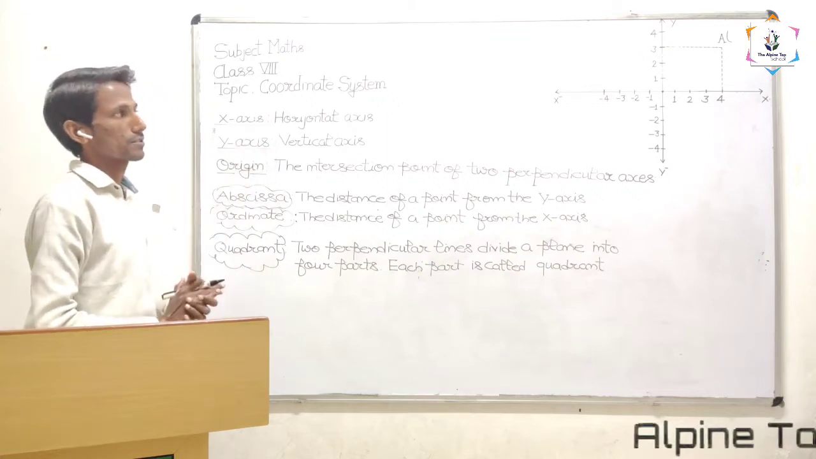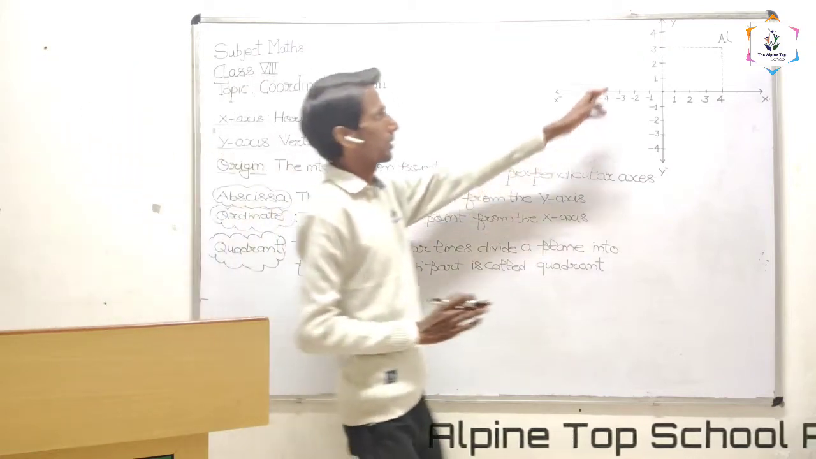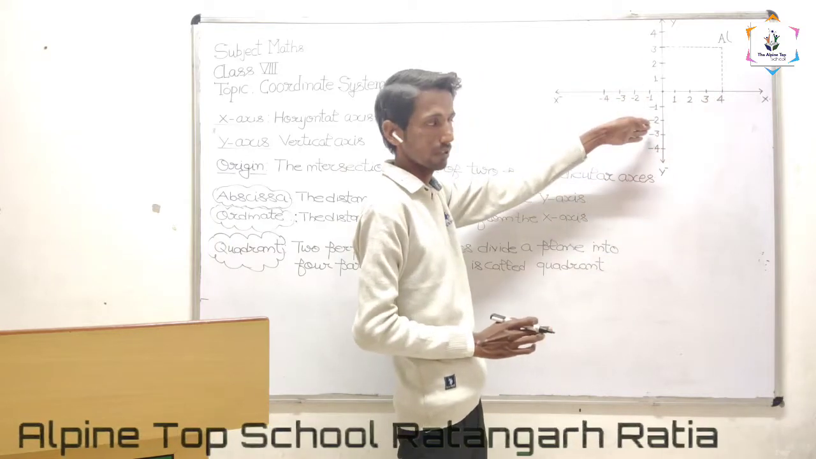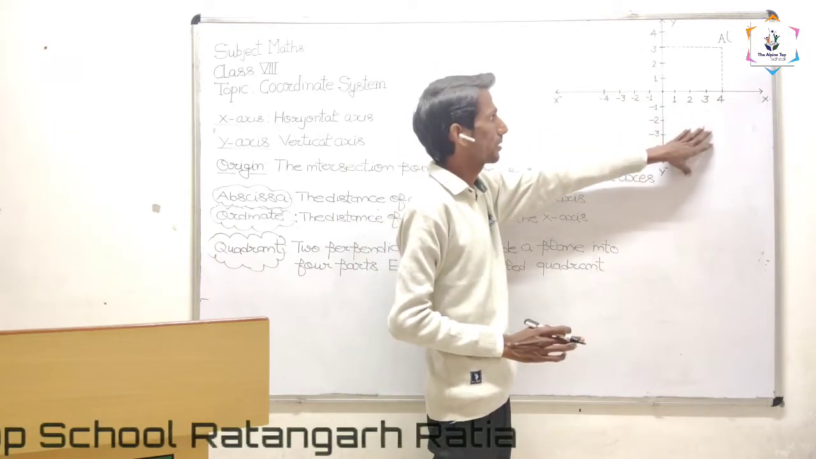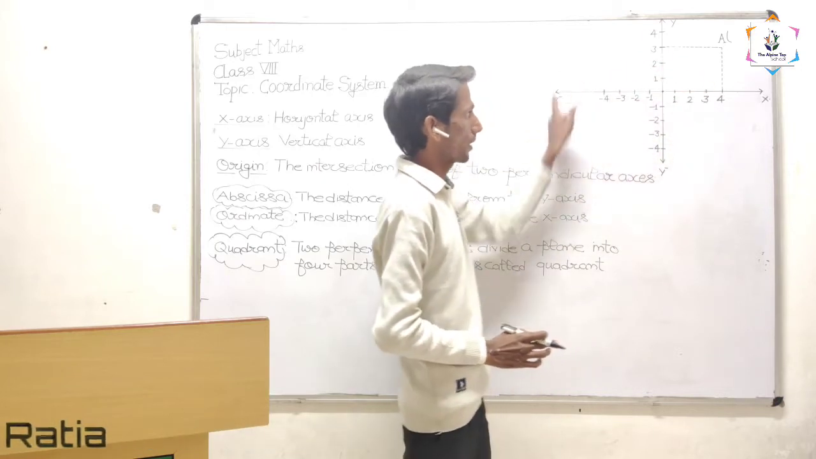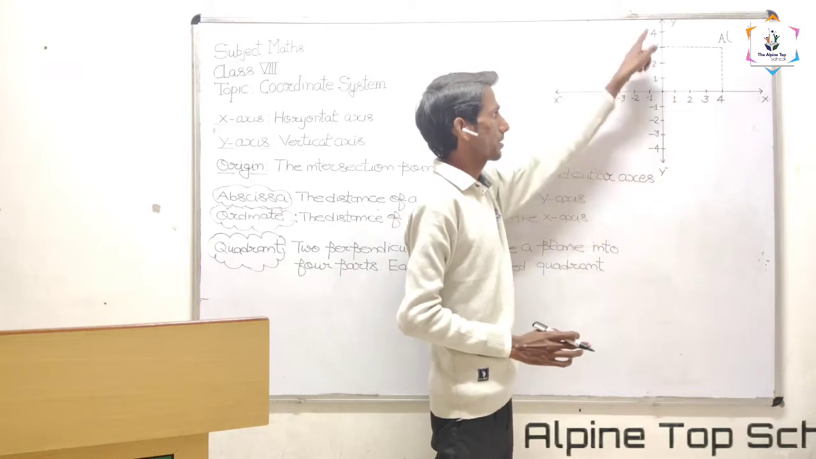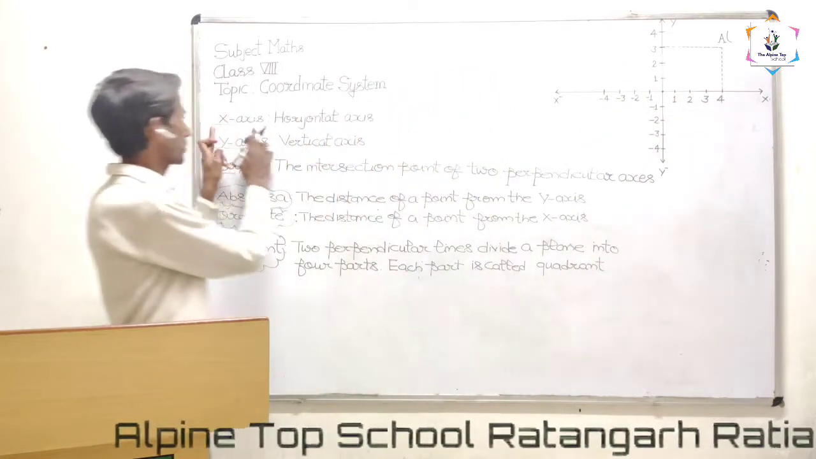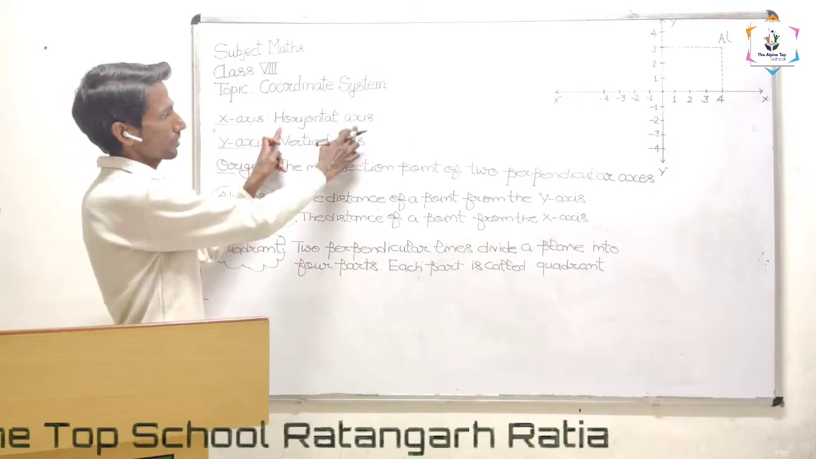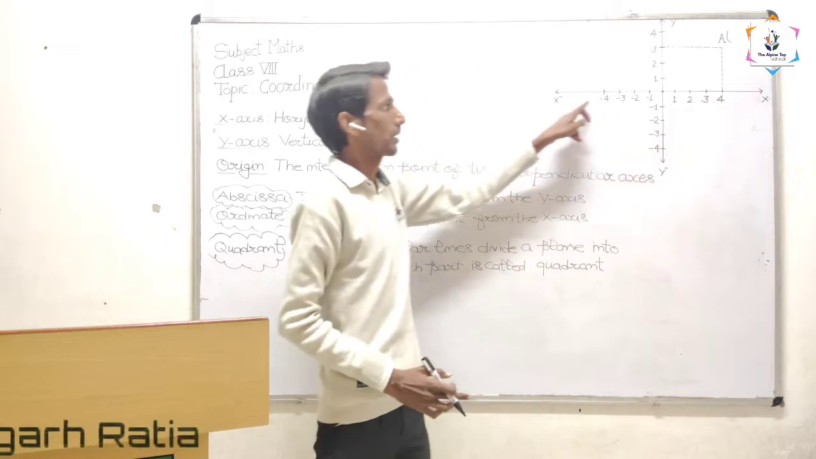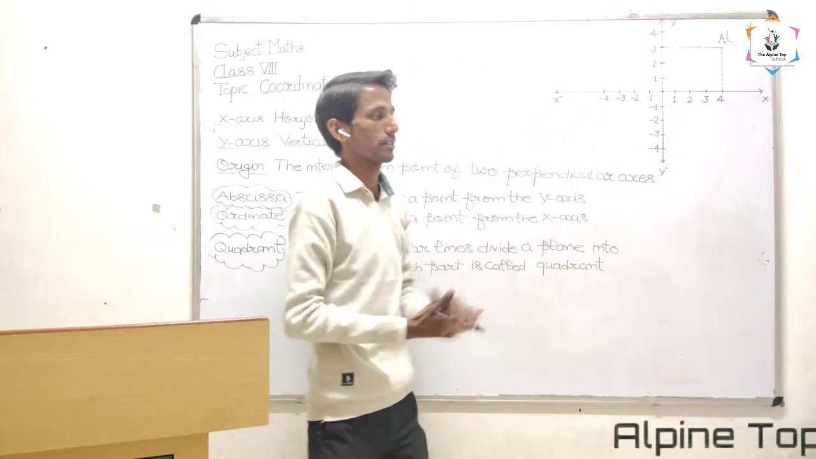In the coordinate system, whenever two perpendicular lines intersect each other, a plane divides into four parts, and according to this structure, each concept has a specific name. The first one is x-axis. Horizontal axis means sleeping line in the coordinate system, known as x-axis.